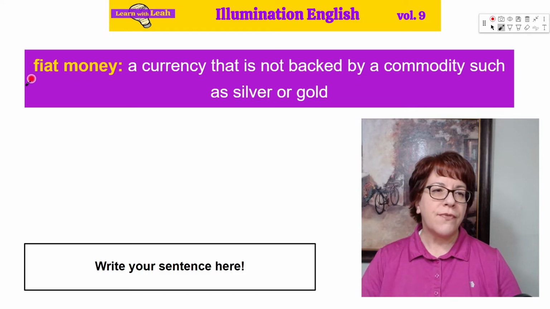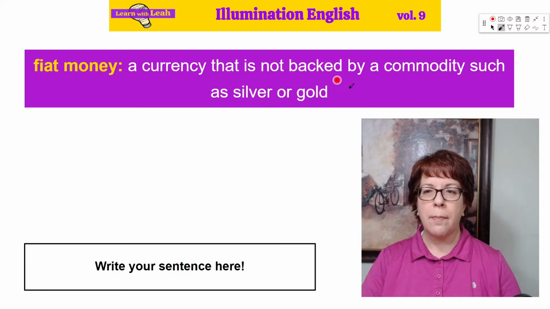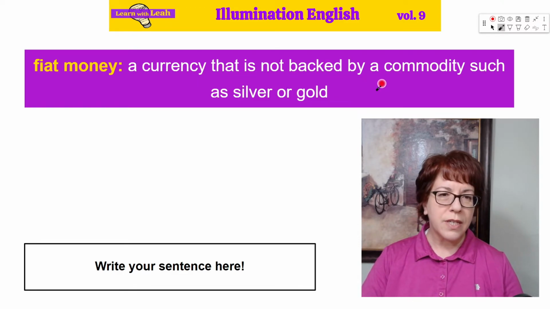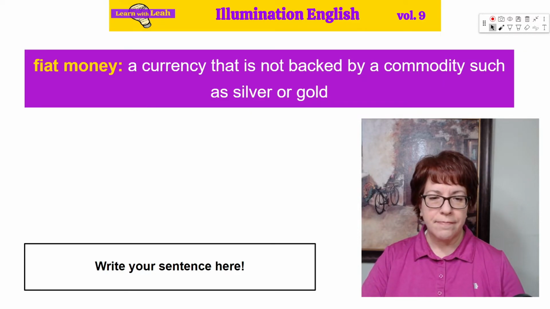So fiat money, this is the money that we have nowadays. Our currency is not backed by gold, by the gold standard anymore. Let's see how it's used in a sentence.